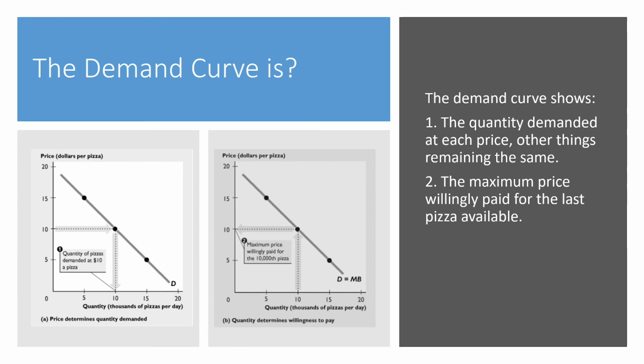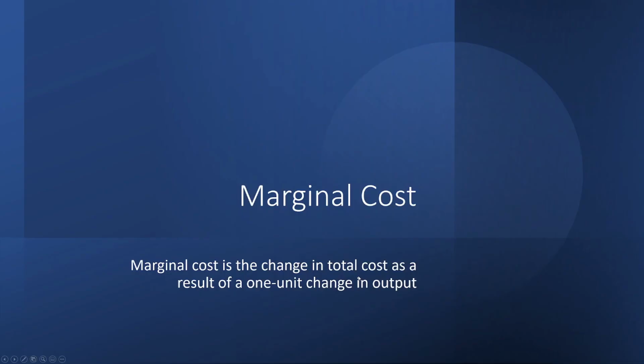So that last pizza, we know there's no one else in this market that's willing to spend $10 on a pizza. All that value is being captured at that price point. So we can see from that, therefore, the demand curve actually equals the marginal benefit curve. And that's really cool. So let's jump onto marginal cost now.